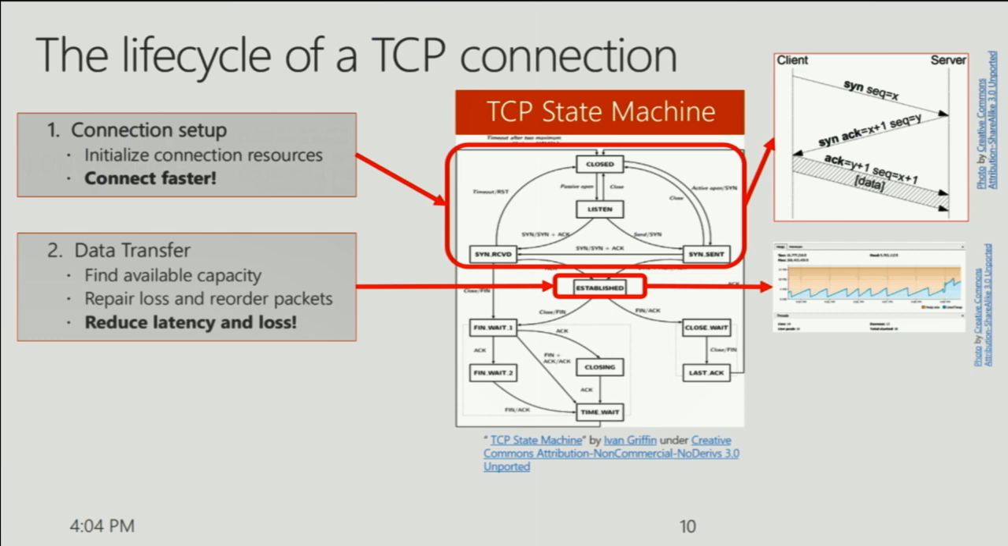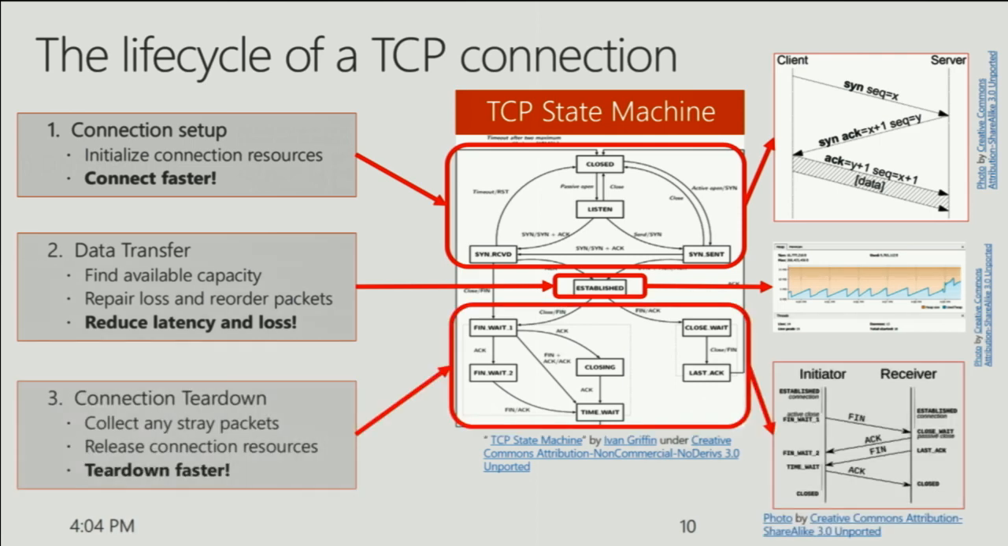The things that we want to worry about here, where we're transferring data, is we want to find the available capacity in the internet, and we want to use exactly that. We don't want to use less than the available capacity because that's wasteful. And we don't want to try and send more than the available capacity because the packets will drop immediately. Then we'll have to retransmit them and it'll take even longer. So we want to reduce the latency and loss.